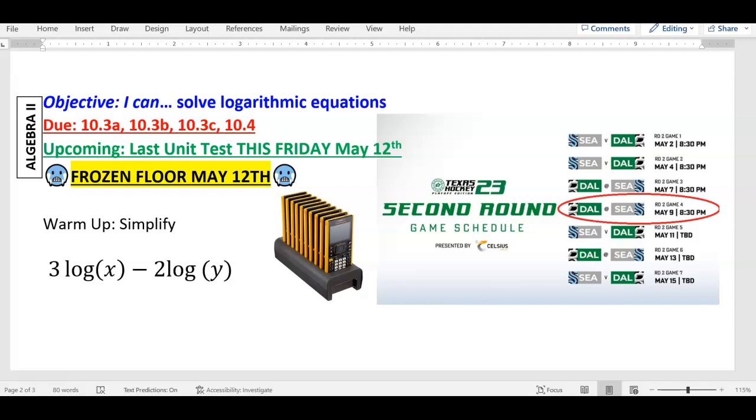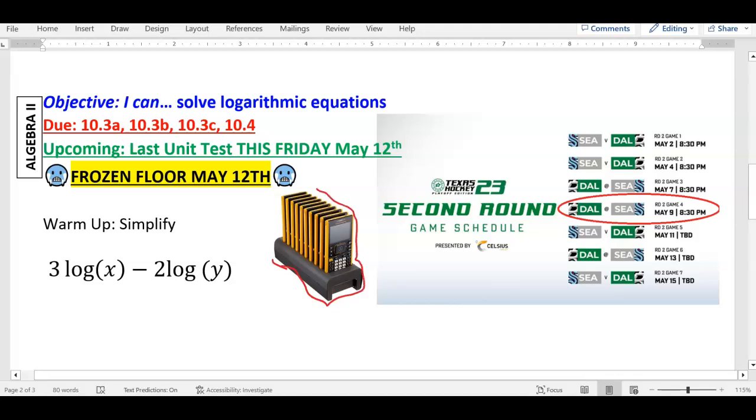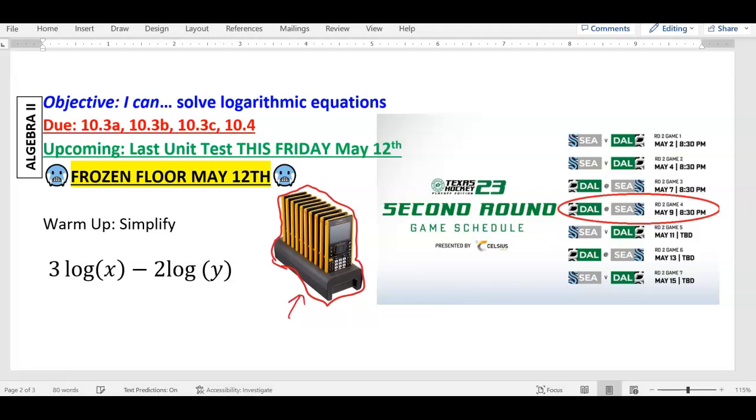Let's do this warm-up. By the way, if for some reason you borrowed a calculator and it's in your bag or something at home, you can bring that back because I need my calculators back big time. Okay, so please check your bags, check at home. I need those, please. Okay, also Stars play tonight, go Stars.